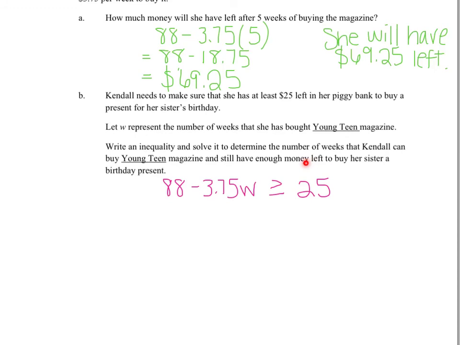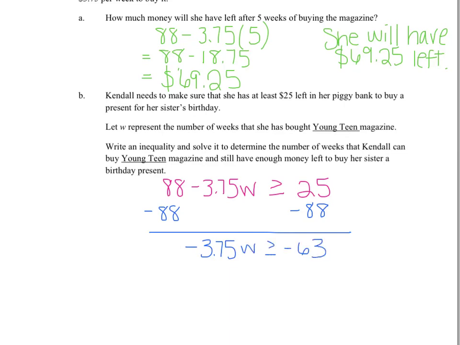So the first thing I'm going to do is subtract 88 on both sides. And I have negative 3.75W is greater than or equal to negative 63. To get W by itself, I'm going to divide by negative 3.75 on both sides. And because I divided by a negative number, I'm going to switch the inequality sign, and I'm going to get W is less than or equal to negative 63 divided by negative 3.75, which is 16.8.